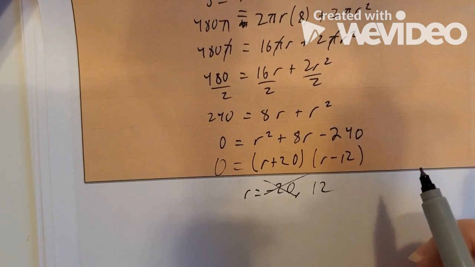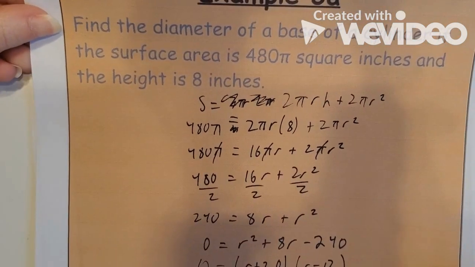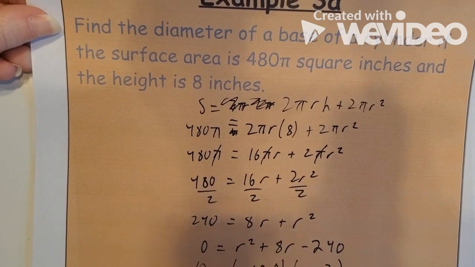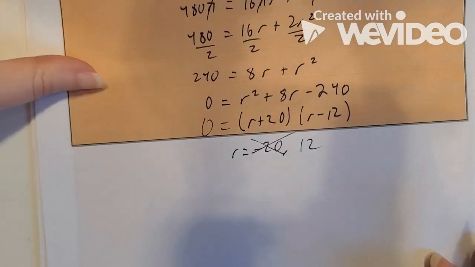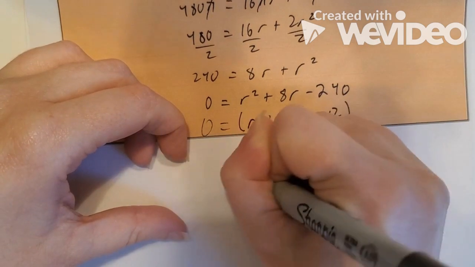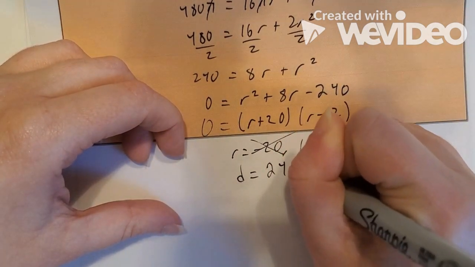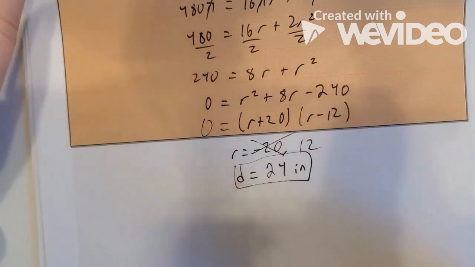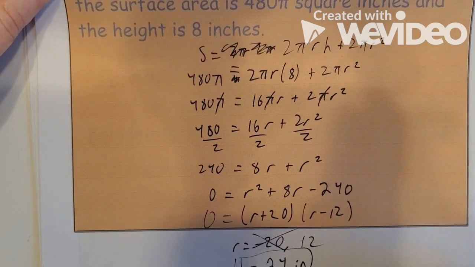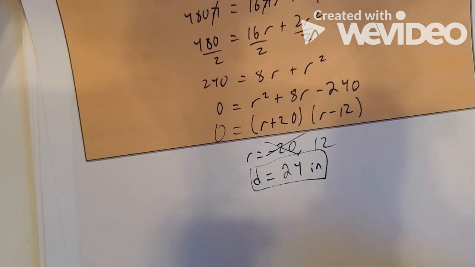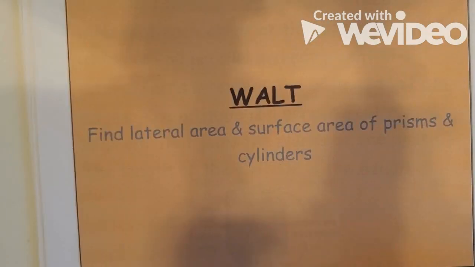But you have to be careful. Go back to the original question. It's asking us for the diameter. So basic circle stuff, diameter is twice the radius. So the diameter then is 24 inches, because that's the units that we were given. And that's the entire problem. Is that it? That's it.